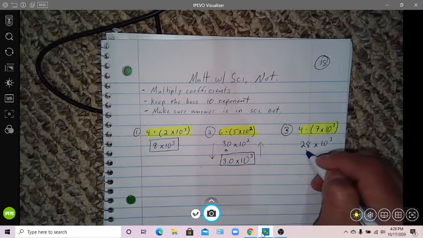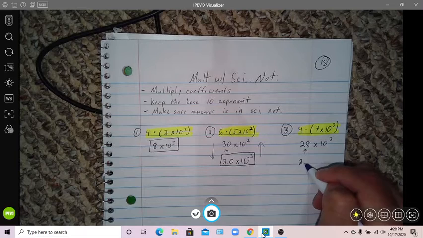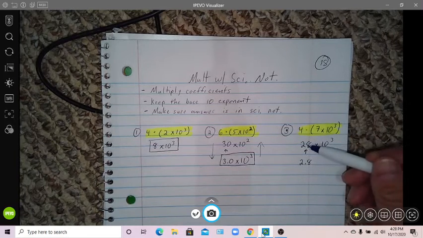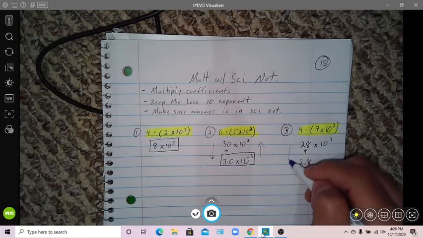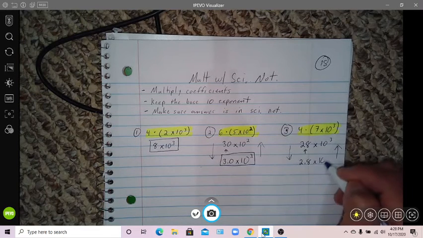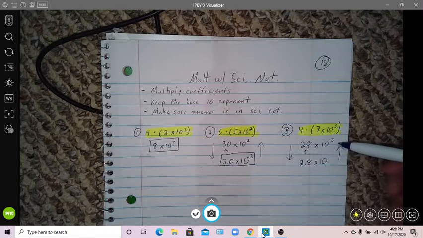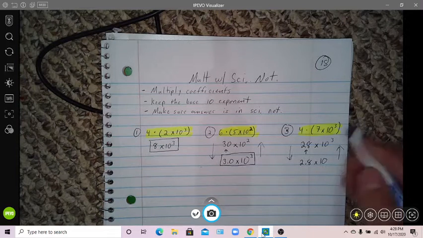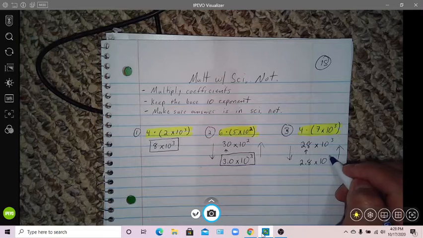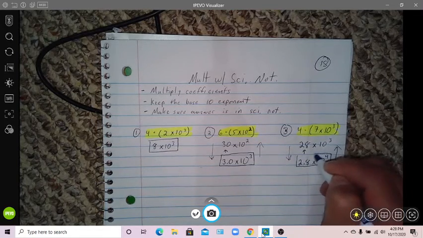So again, we've got to move the decimal. We need the decimal between the 2 and the 8 to make it a 2.8. We went from 28 to 2.8. We made this smaller, so we need to make this bigger. We only made it smaller by 1 decimal place, so we need to make this bigger by 1. So from a 3, it's going to go up to a 4. 2.8 times 10 to the 4th.